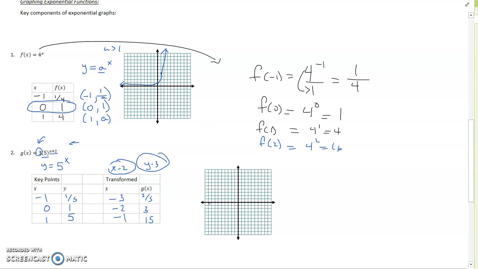So we'll plot those points. -3, 3/5 is right here. -2, 3 is right here. And then -1, 15 isn't even on this graph. I don't think it's somewhere up here. So you can see what it did was it took that exponential and it moved it to the left, and then it stretched it out because it's increasing at an even faster rate.